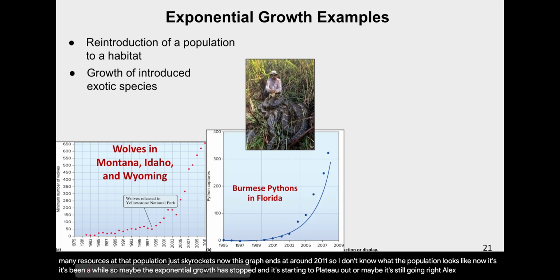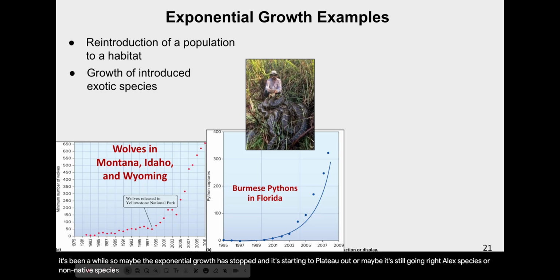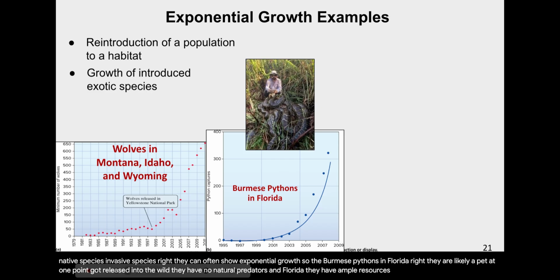Exotic species, or non-native species, invasive species, right? They can often show exponential growth. So the Burmese pythons in Florida, right? They were likely a pet at one point, got released into the wild. They have no natural predators in Florida. They have ample resources, plenty to eat, plenty of space, right?